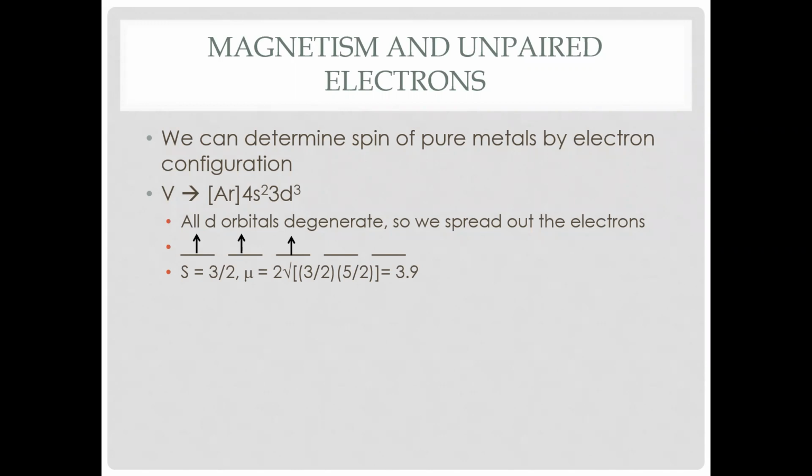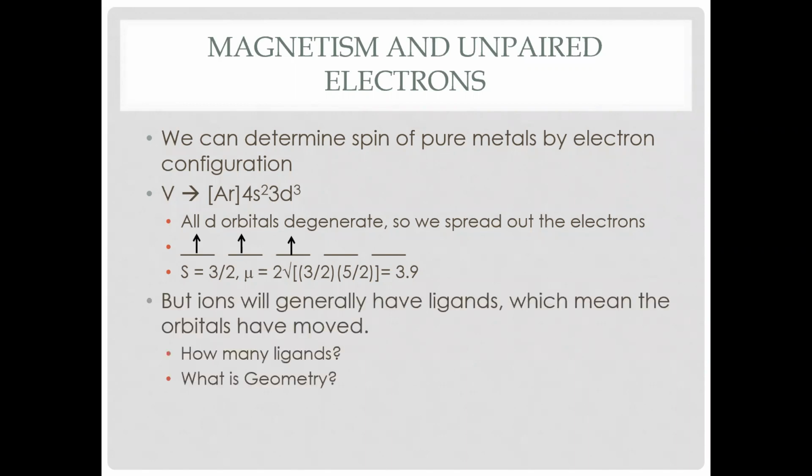So a problem arises when we start talking about ions, and that's mostly what we have been talking about here, because ions are going to attract negative charges, whether those are negative ions or just the negative side of polar molecules, and those are going to form ligands. So ions generally have ligands, and that's going to move our orbitals around. So why does it move them differently? That's because instead of the electric charge being spread out evenly all around, it's coming in at specific points.